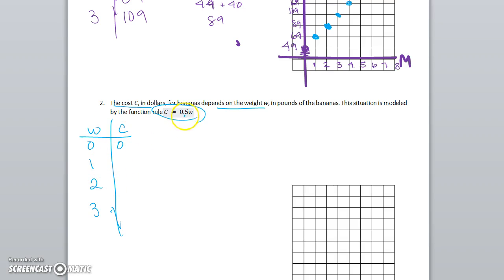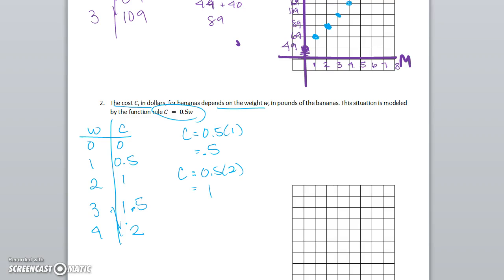If I buy 1 pound, if it's 50 cents per pound, then the cost is going to be 0.5 times 1. So I'm going to pay 50 cents, 0.5. For 2, it's 0.5 times 2, which would be 1, because 2 halves make 1 whole. The next one, if I'm following the pattern, should be 1.5. And for 4, I should get 2. All right, looks fine and dandy to me. Let's go ahead and plot these points on our graph.